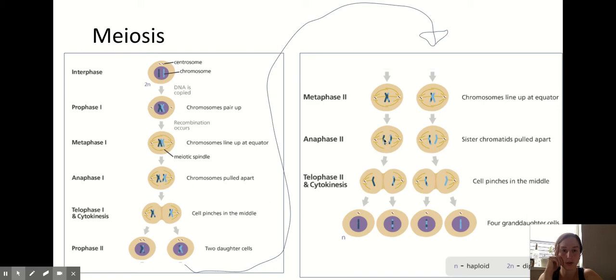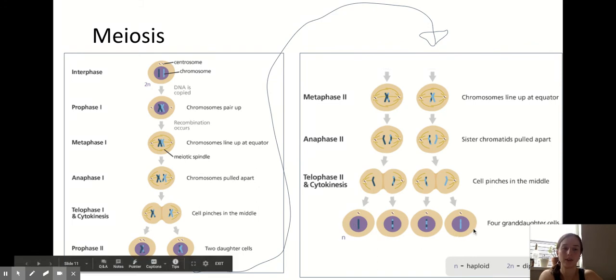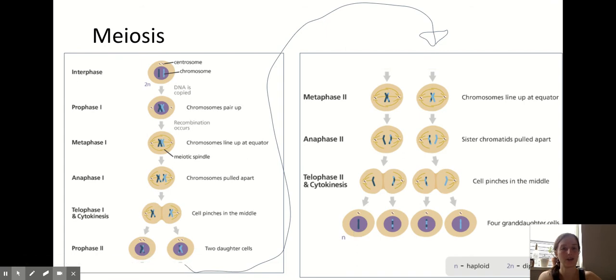So say this is chromosome 1. The one copy is being pulled to one end and one copy is being pulled to the other end. So instead of having two copies of every chromosome, we've only got one when the cell goes through telophase and cytokinesis. And at the end, we have got these four granddaughter cells, each of which has one copy of each chromosome, which is good because then these gametes, these eggs or these sperm, can go on, combine with another one, and end up giving you two copies of every chromosome.